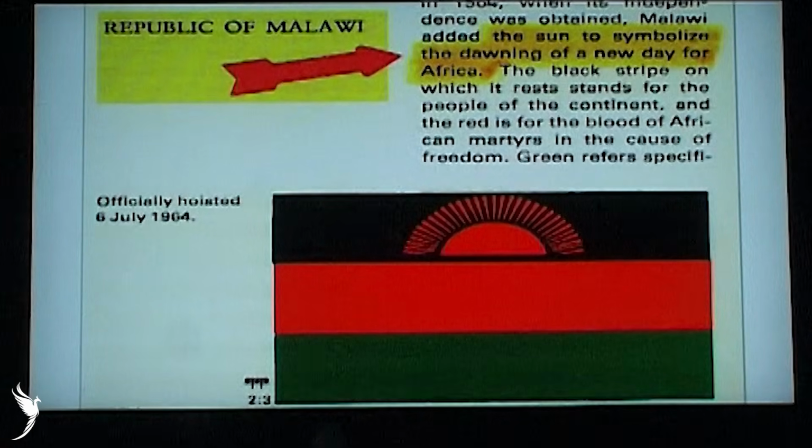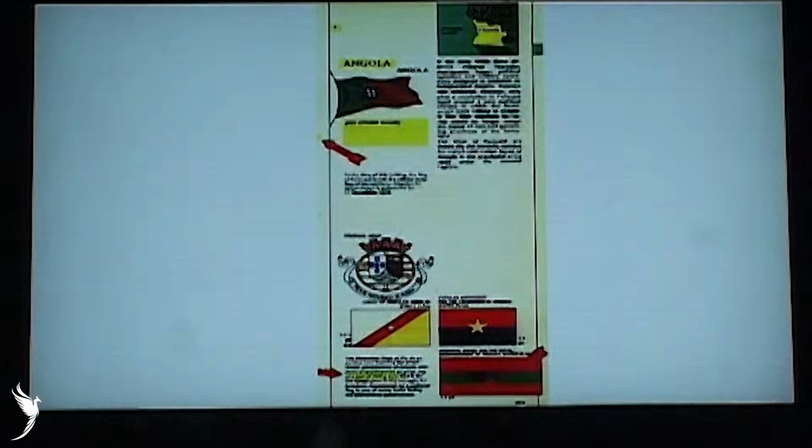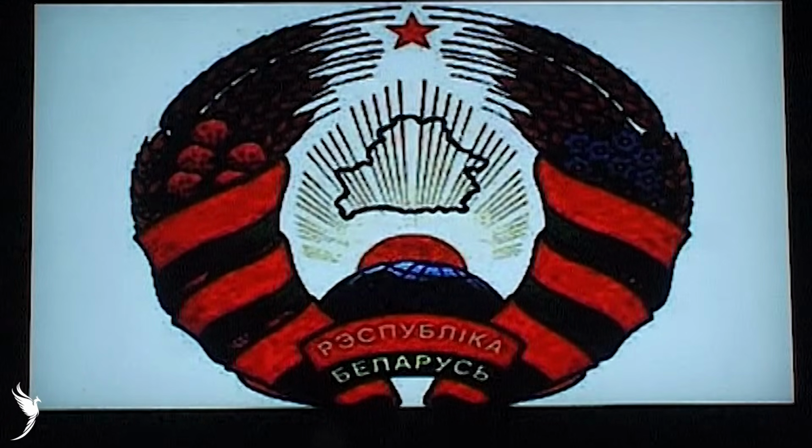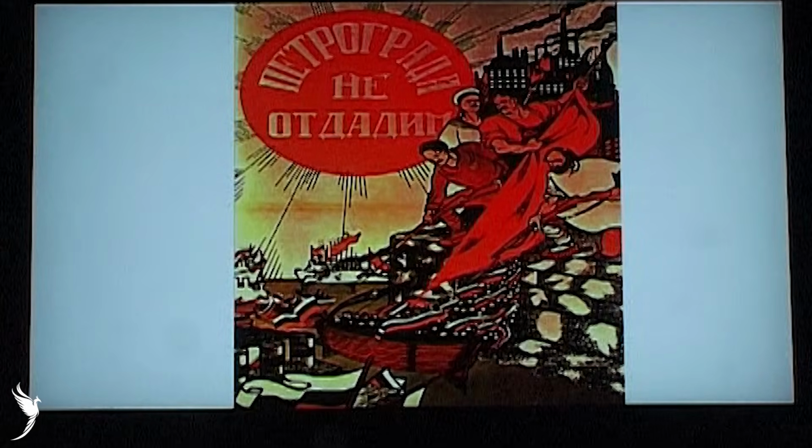A red sun, and of course red being communist, and the dawn is the symbol for the Illuminati. The sun symbolizes the dawning of a new day for Africa, and it was a new day for Africa. And Malawi was filled, once the communists took over, with bloodshed, blacks killing blacks, just massive murders of people. Then for Angola, you'll see the red dawn. It represents the rising sun. Another Soviet symbol. You'll see the red dawn used in Soviet communist symbols everywhere.